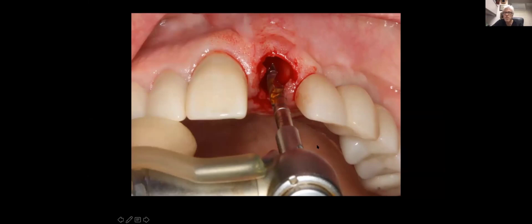So same thing, we're going to remove the tooth atraumatically and follow the same rules that we've done in the past, taking our 2.4 diameter pilot burr, not placing it into the socket, but rather using the palatal aspect of the bone, going beyond the apex, and placing this burr about 3 millimeters palatal to the facial aspect of the adjacent teeth.